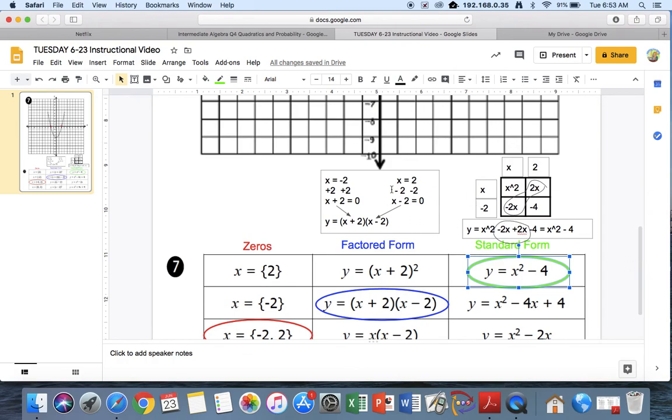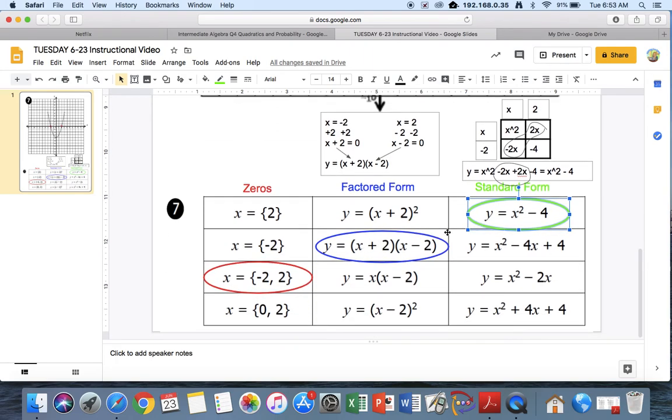This work here that I typed in, you do not have to do this on the paper. You can do it on a separate sheet or scratch paper or in your head, however you want to do it. Just make sure that you get the right answers by doing it.